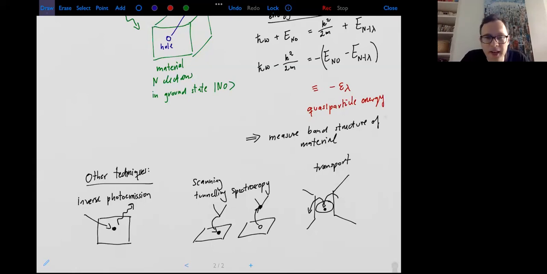Right, so there's a lot of these spectroscopic techniques that are extremely useful for understanding material properties, and what they all have in common is that they measure these so-called quasi-particle energies. So they are very important, and what we want to do is, of course, understand how we can calculate these quasi-particle properties.